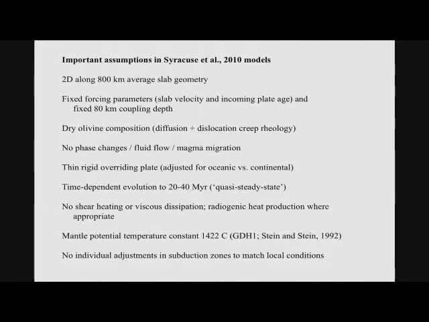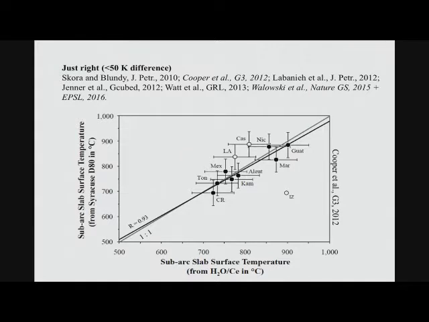We know that in some places, like in Tonga, it's hotter. We know in some places it's colder. We did not adjust for that. In general, we have not made individual adjustments just to make the model look better. This is really an attempt at the global average using the same level of assumptions. So keep that in mind as we're going through the observations.